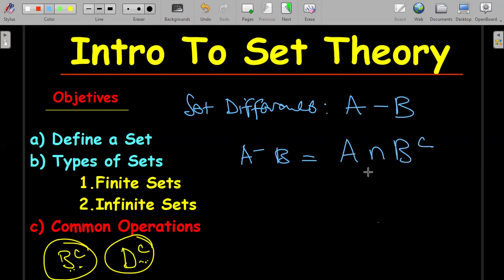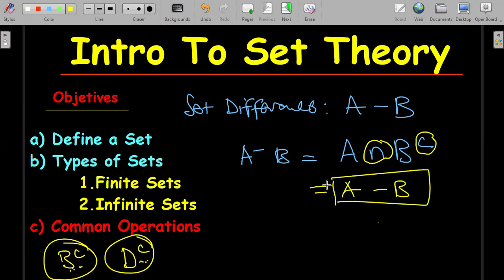But you see, mathematicians want to be clever in anything, right? So they said, it will take a lot of time to write the intersection, and then I write again the complement. So what do I do? I just write A minus B. So they made it short like that. So whenever you see A minus B, just know it's the same as A intersection B complement. So it's the complement of the other set.